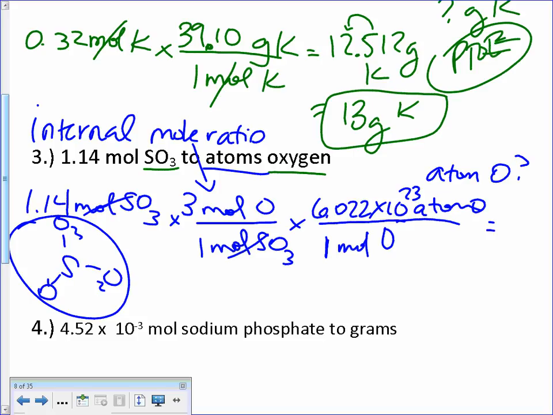Okay? And then we already canceled our moles of sulfur trioxide. Then you just verify you have moles of oxygen canceling. Notice I'm not canceling the 3. The 3 is required for calculation purposes. And then you're going to multiply by the 6.022 times 10 to the 23rd. I'll give you a second there. Go for it.